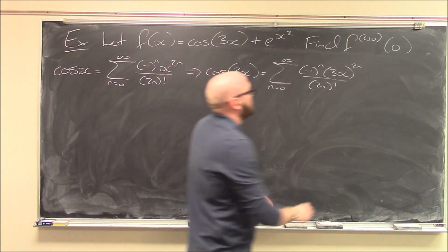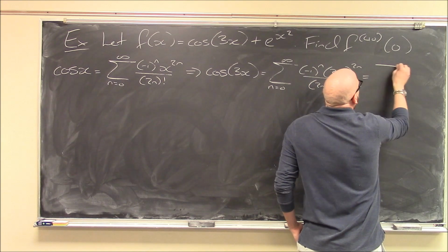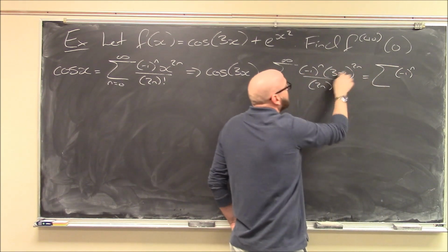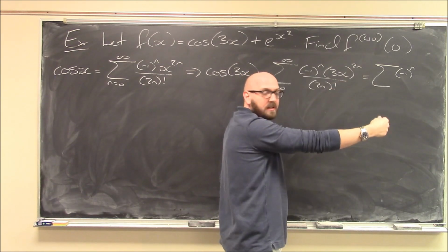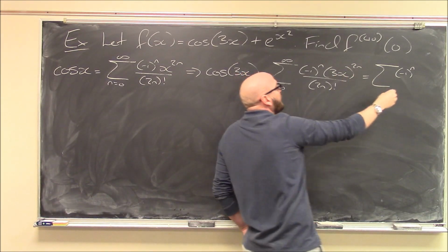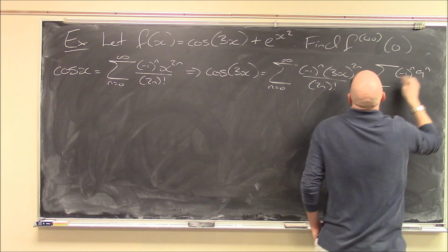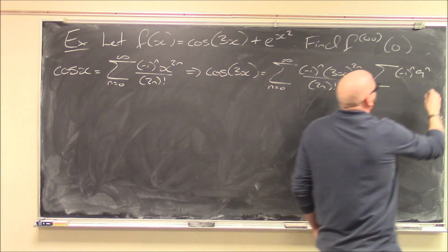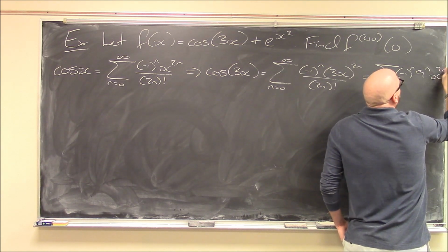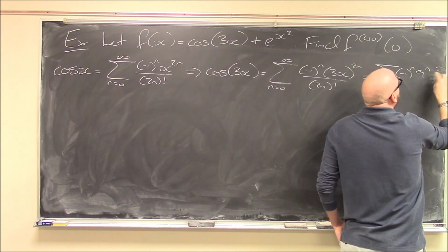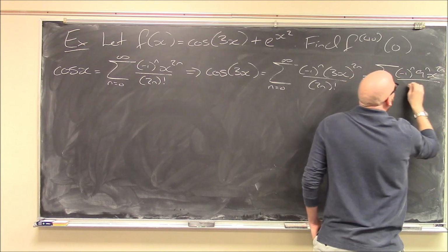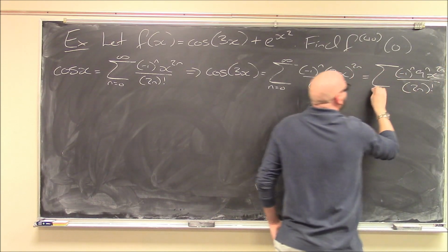And one last thing I'll do is just clean this up a little bit more. This is (-1)^n, 3^(2n), which is (3 squared)^n, so 9^n. Right, 3^(2n) is 3 squared, so that's 9 to the power of n, times x^(2n). And can I fit it? I think so. There we go. Over (2n) factorial.